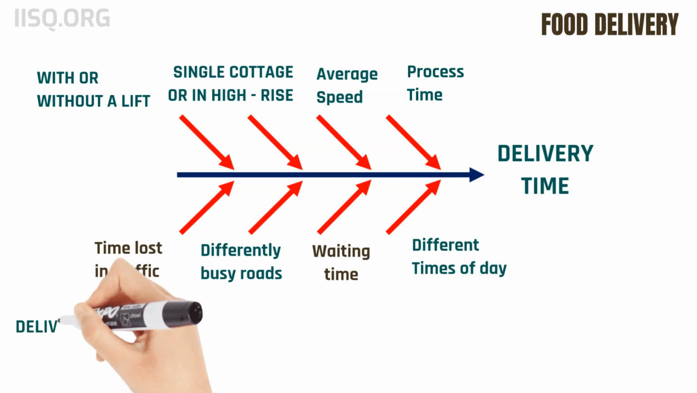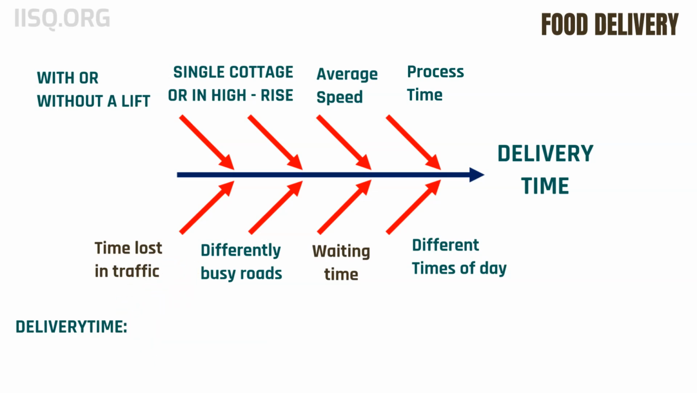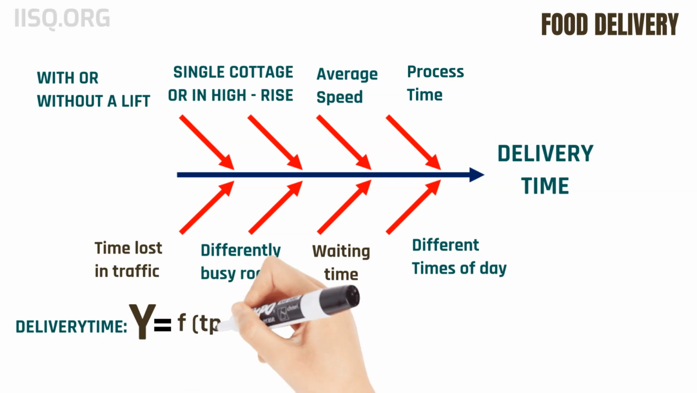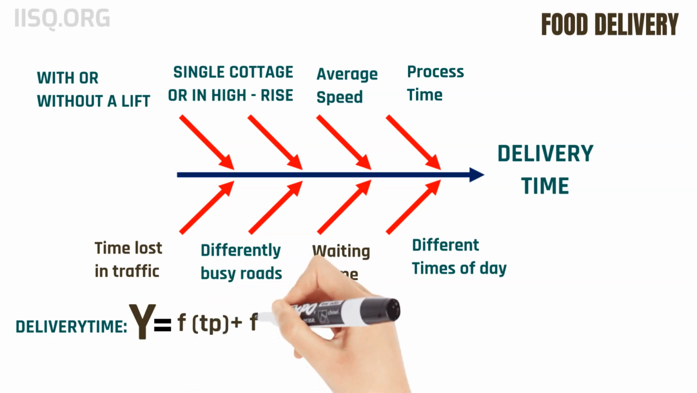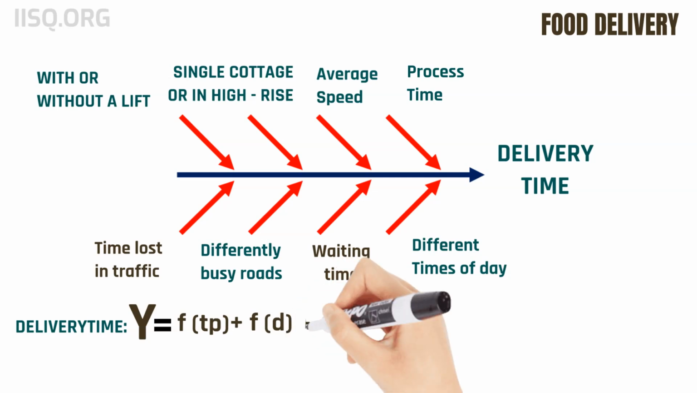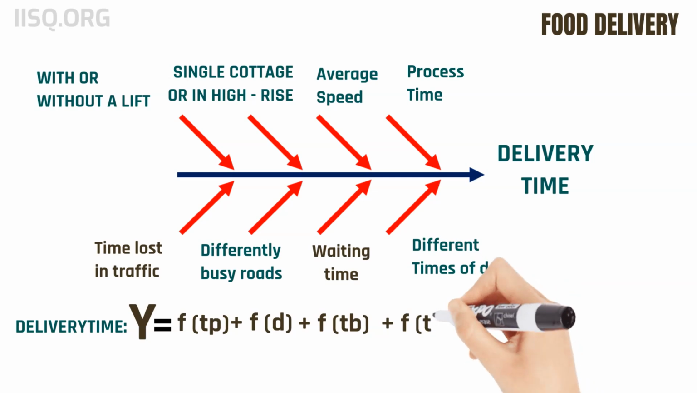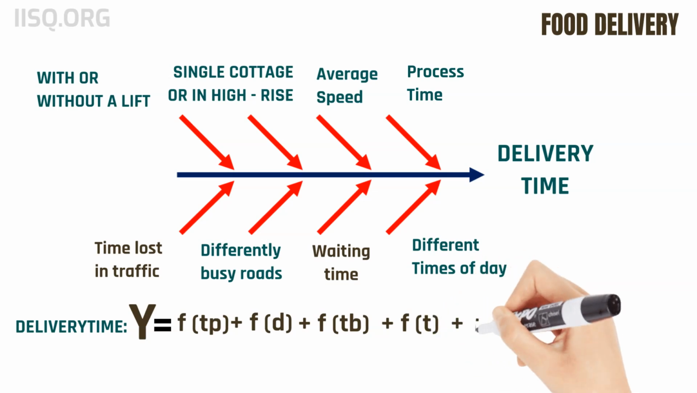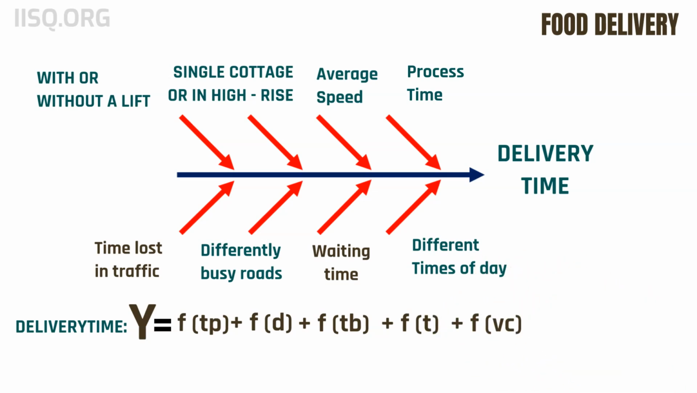If the required delivery time is Y, then this can be expressed as Y equals a function of process time, TP, plus a function of distance, D, plus a function of billing time, TB, plus a function of time lost in traffic jam, T, plus a function of the condition of the vehicle used by the delivery person, VC, plus a function of his or her skill, S, etc.